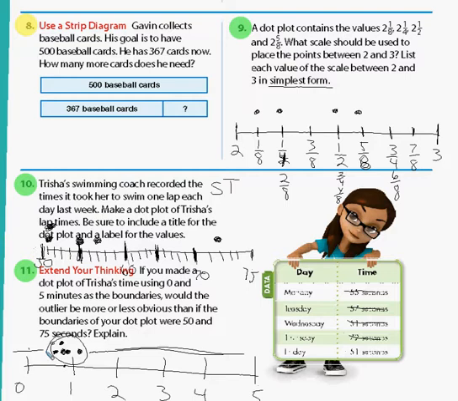As you can see, I made some mistakes right there, partly because it didn't transfer real well, and I'm trying to put my information so close together. So that's going to be our lesson on creating dot plots. Make sure you go back and do the other ones on your own, the ones that are highlighted in yellow.